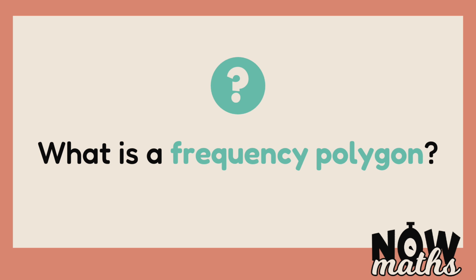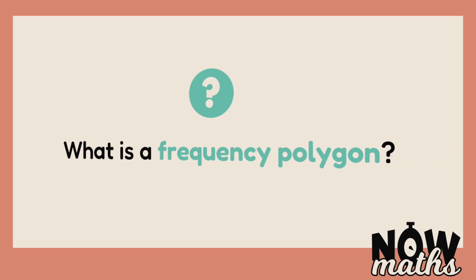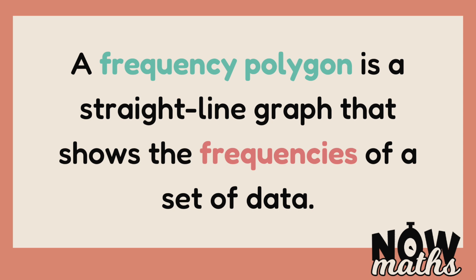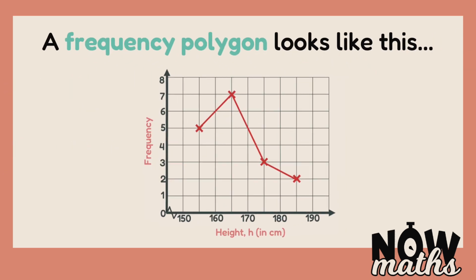The first graph we'll look at is a frequency polygon. A frequency polygon is a graph that shows the frequencies of a set of data, and it looks something like this. You'll notice it has straight lines joining the points, which is essential since a polygon is a shape with straight edges. Let's take a look at how we plot a frequency polygon now.